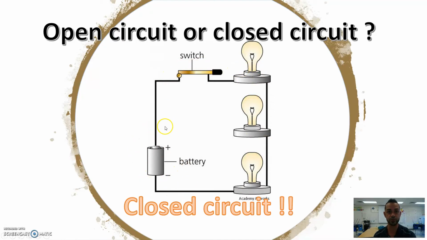The battery is going to produce electricity. The energy can flow, so the light bulbs are going to turn on.